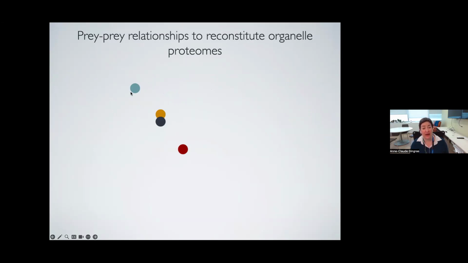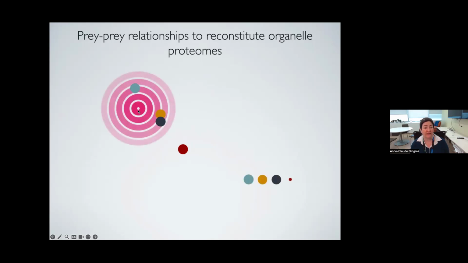So imagine that you have those four balls that are each a prey. So this is an endogenous protein expressed in a cell at a certain level and localized to a certain localization. If we do a BioID experiment with a specific bait, shown here by that concentric ring, what you're going to be able to see is a relationship between this bait and all of the preys inside the cells. And this can give you some quantitative assessment.